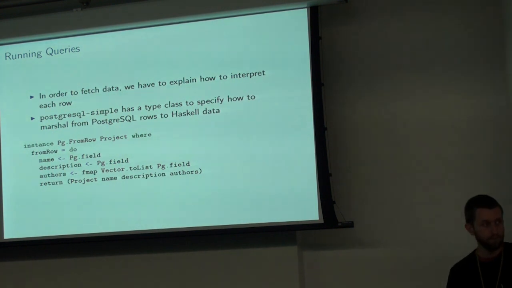Is there like a generic method for generating this automatically? There is. There's a library called, one of them I think is postgresql-generic. Which is one generic library for doing this. And with that, you can just define your Project data type. You have to add one line to say deriving Generic, and then you can say instance FromRow Project, and you just specify basically a default implementation. So you can do that, and in practice, that is also what I do, because this is quite tedious. When the definition of Project changes, you've got to go back and change it.